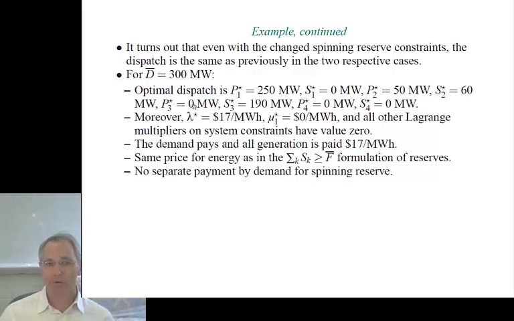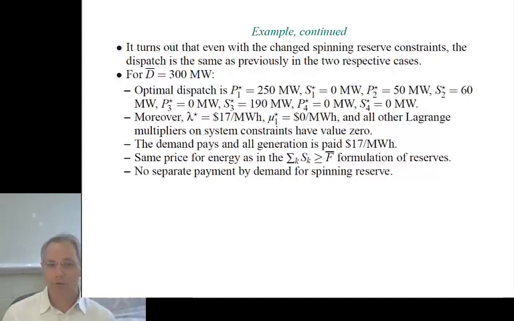Generator 3 provides no production. It provides 190 megawatts of reserves. Generator 4 provides no power and no reserves. Lambda star is $17 per megawatt hour, and mu1 star, which is the Lagrange multiplier on the binding reserve constraint, is $0 per megawatt hour, and indeed all of the other Lagrange multipliers have value 0.